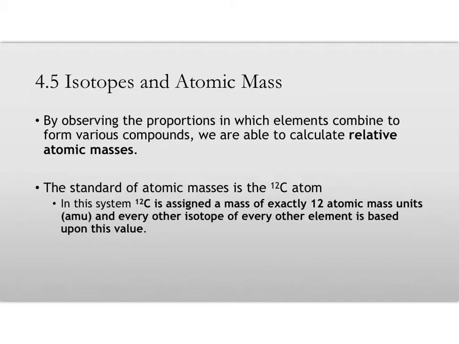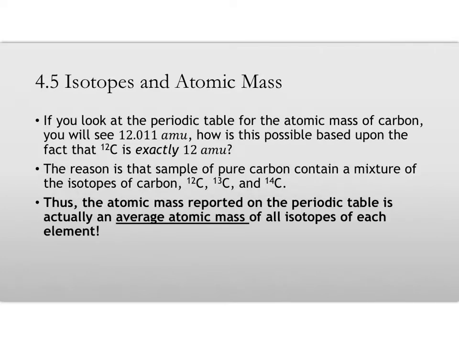By observing the proportions in which elements combine to form various compounds, we were able to calculate relative atomic masses. The standard of atomic masses is the carbon-12 atom again. In this system, carbon-12 is assigned a mass of exactly 12 atomic mass units, AMUs, and every other isotope of every other element is based on this, like I said earlier. If you look at the periodic table for the atomic mass of carbon, you'll see that it's 12.011 AMUs. How is it possible, based upon the fact that carbon-12 is exactly 12?